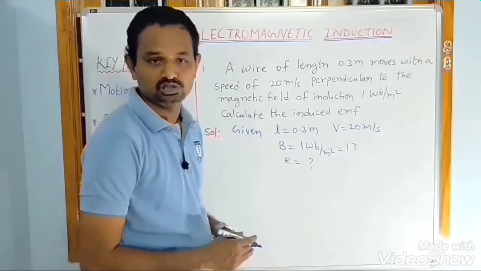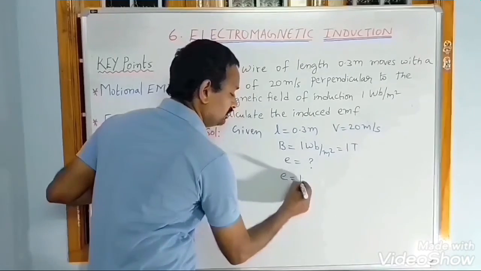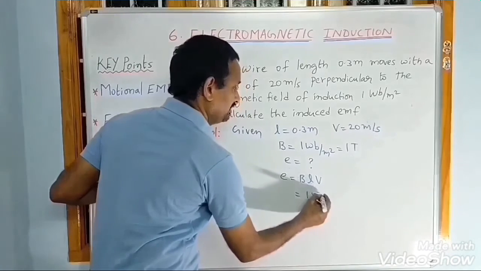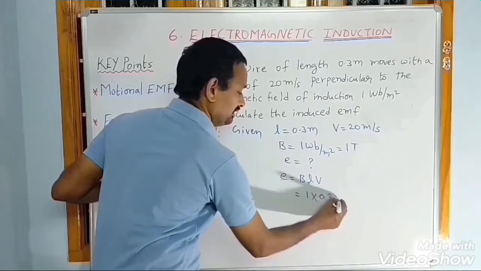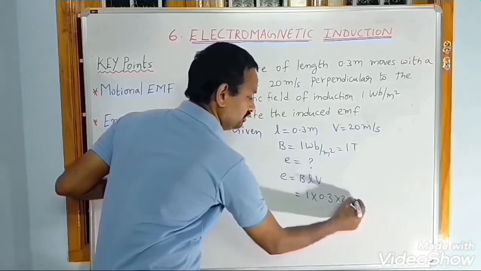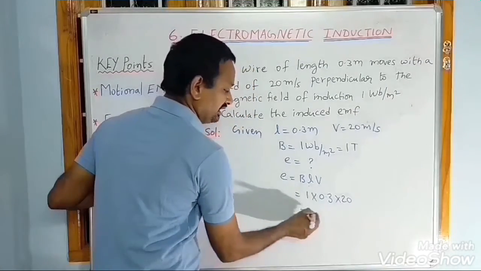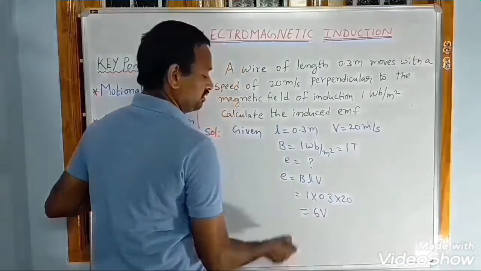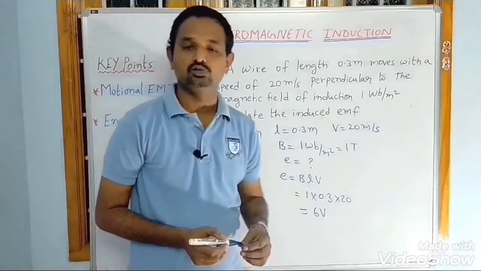The formula for motional EMF is E equal to BLV. B is 1, L is 0.3, and V, the velocity, is 20 meter per second. If you multiply, what will you get? You will get 6 volt. So we got E equal to 6 volt.